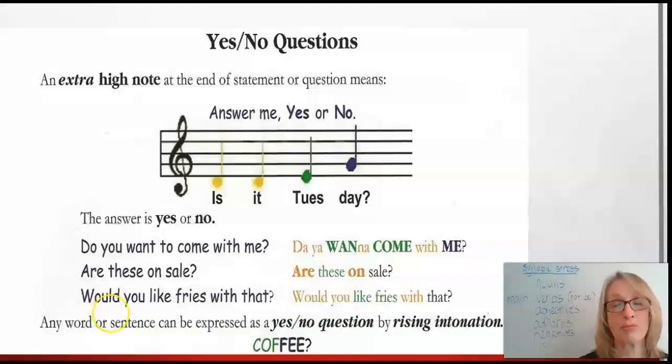Here's an example. Do you want to come with me? That means you really want the person to come with you, and you're genuinely asking them. But as we saw before with intonation, if you have your voice going down, that can mean it's something different. Do you want to come with me? Means you have to come with me. I'm not really asking you. I'm telling you, come with me.